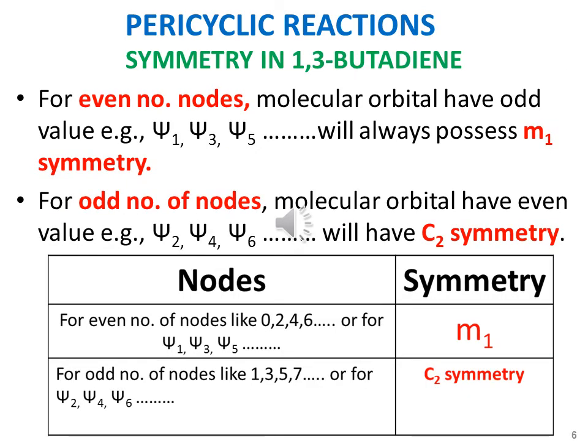This slide is the repetition of the previous slide. For even number of nodes, molecular orbitals have odd number values such as Psi1, Psi3, Psi5, Psi7, etc., and will always possess M1 symmetry, and for odd number of nodes, molecular orbitals have even values like Psi2, Psi4, Psi6, Psi8, and so on, and will always have C2 symmetry. So this is just the repetition of the previous slide, or you may say the summary of the previous slide.